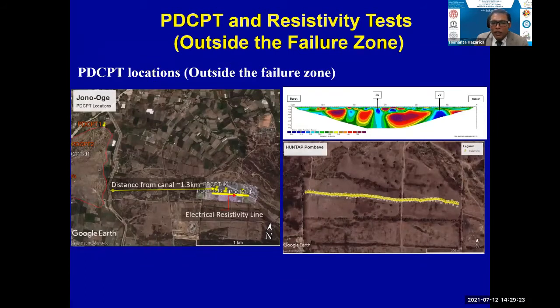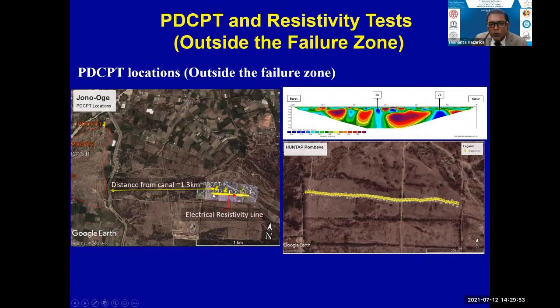And we also got some data from Indonesian researchers on resistivity-based analysis in a particular location, which is about 1.3 kilometers from the water channel that I described before. This is the water channel. They couldn't do any resistivity analysis here because of the construction activities.